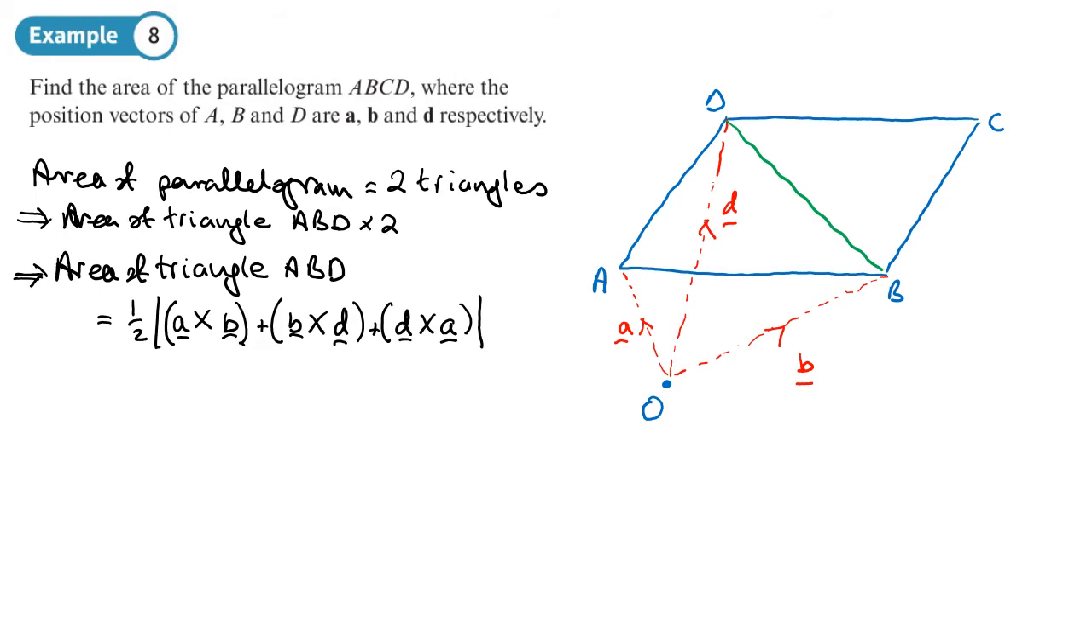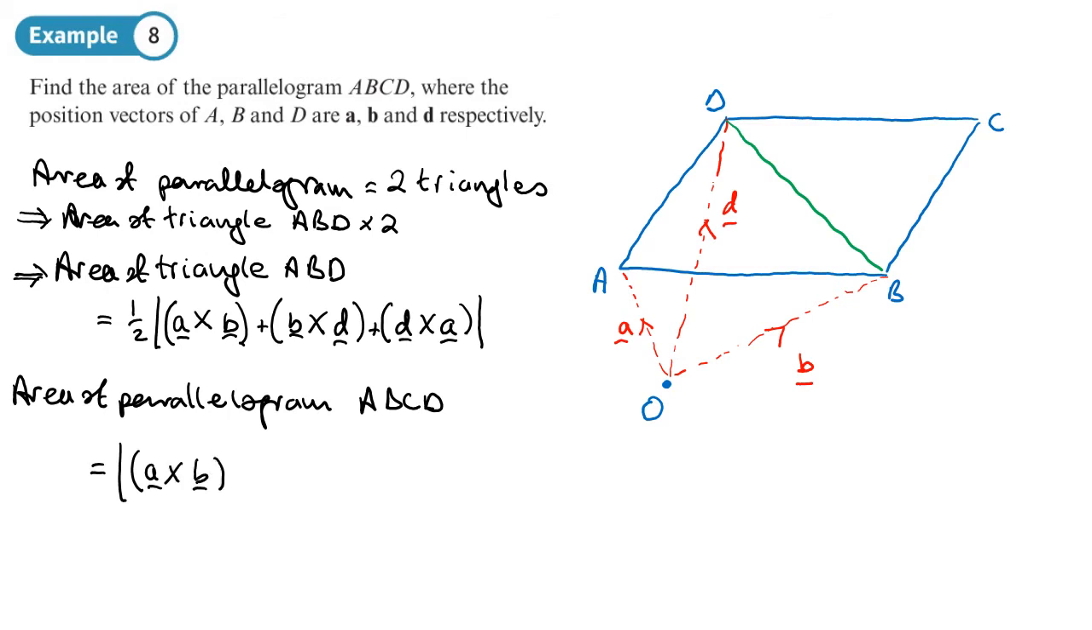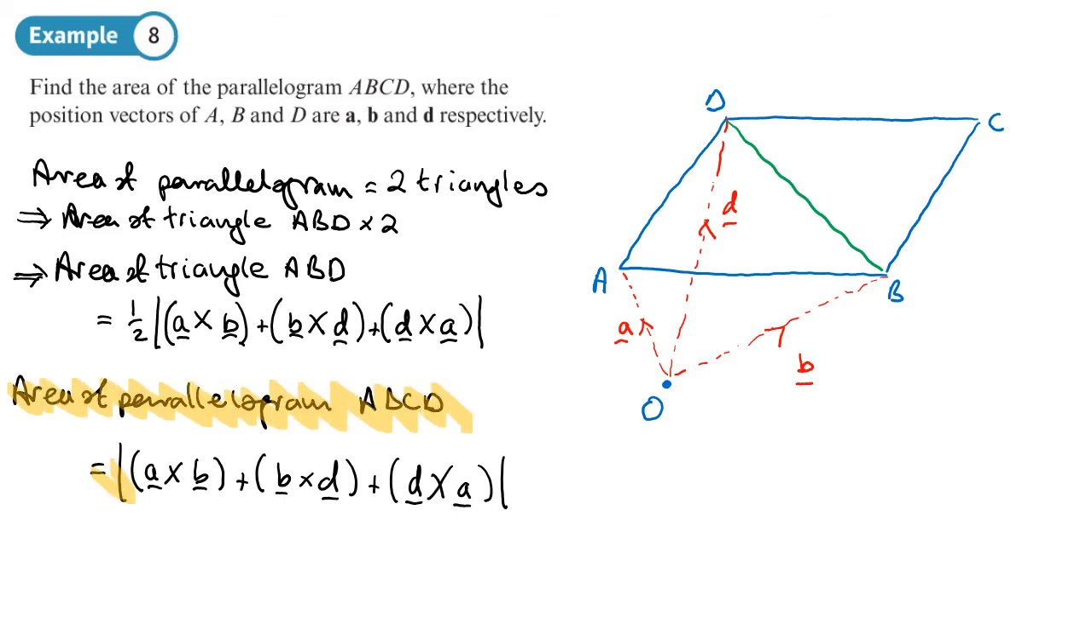So the area of the parallelogram is going to be twice that, which means you just get rid of the half. So area of parallelogram ABCD equals this, the modulus of A cross B plus B cross D plus D cross A. Okay, and again, this is another result which I think we're going to find very useful, to find the area of a parallelogram. So now we can find the area of a triangle and the area of a parallelogram.